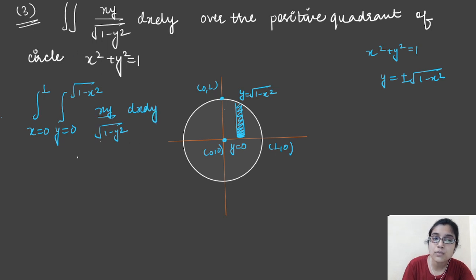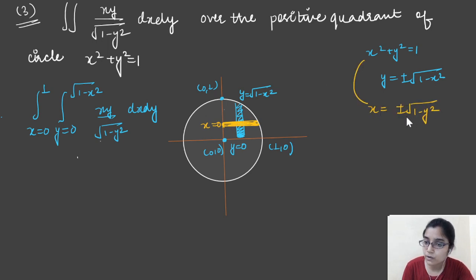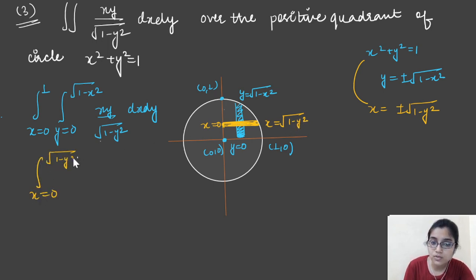But suppose somebody wants to find the limit of x in terms of y, then what you will do is draw a strip which is parallel to the x-axis, and in this region anywhere you can draw it. This is the y-axis, x equal to 0, and again from the same calculation you got x equals plus minus square root of 1 minus y square. Since we are in the first quadrant, we will choose plus square root of 1 minus y square. So x is going from 0 to square root of 1 minus y square.